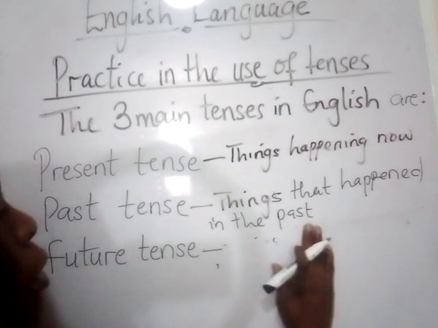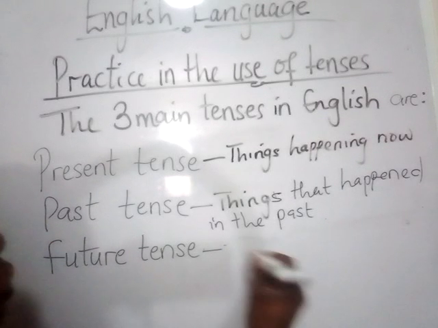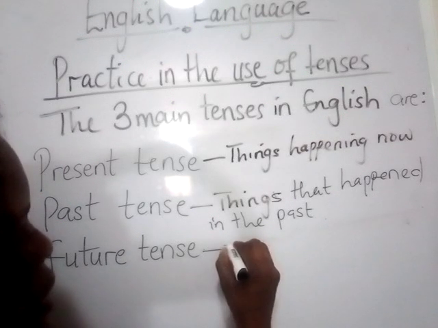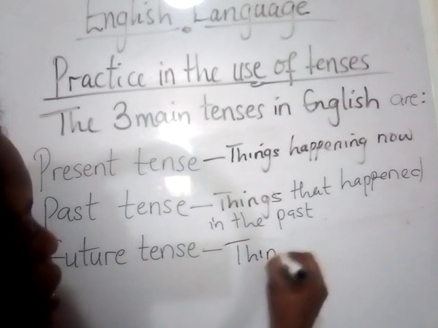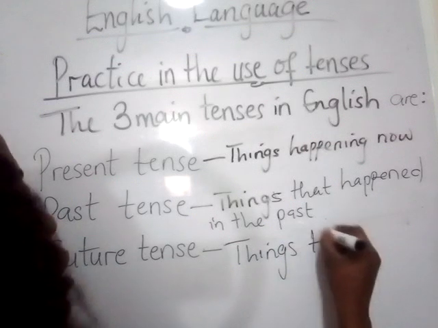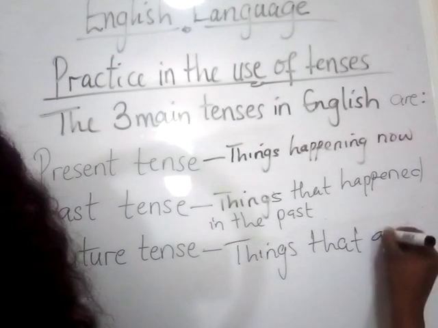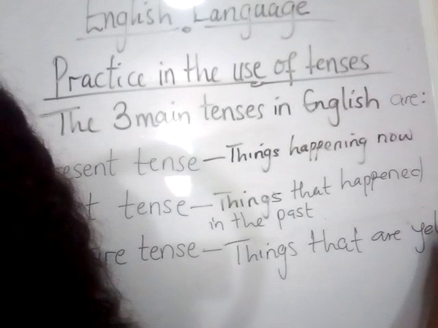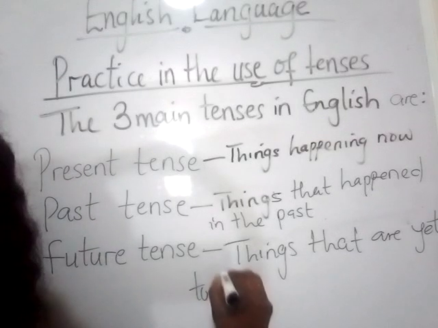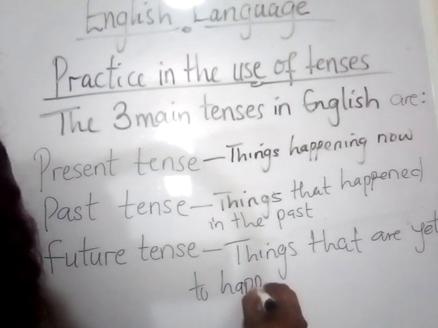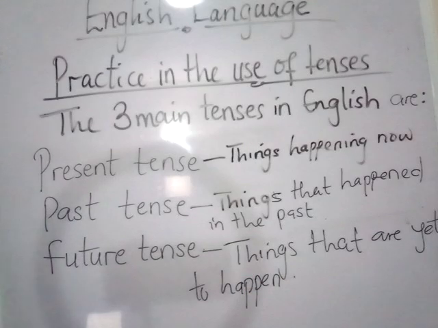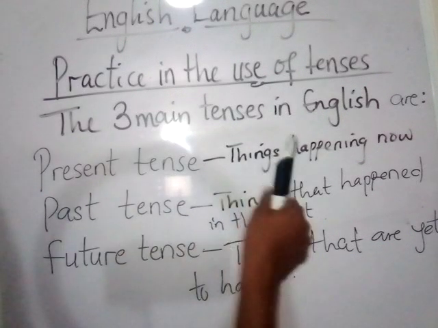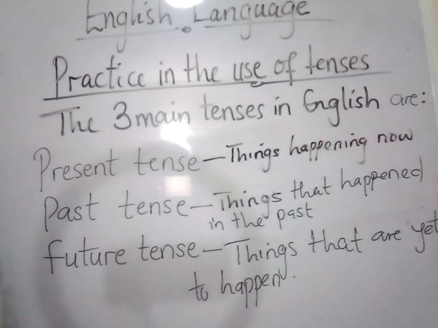All right, so future tense, things that are yet to happen. So these are the three main tenses in the English language. The present tense talks about things that are happening now.